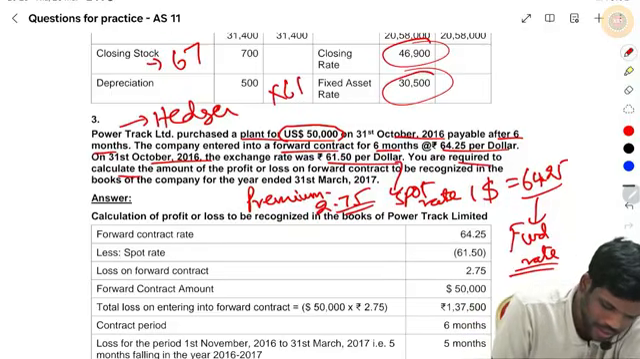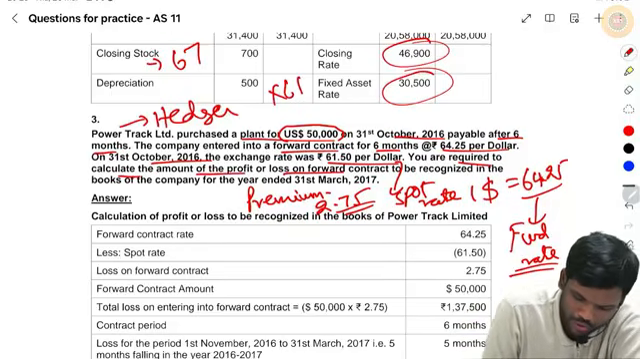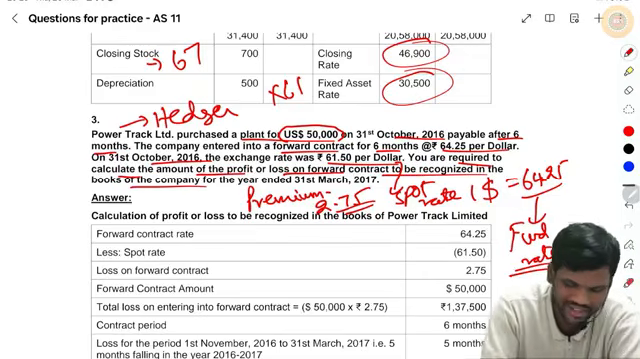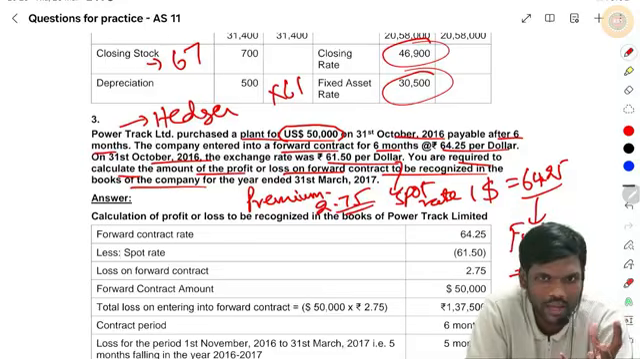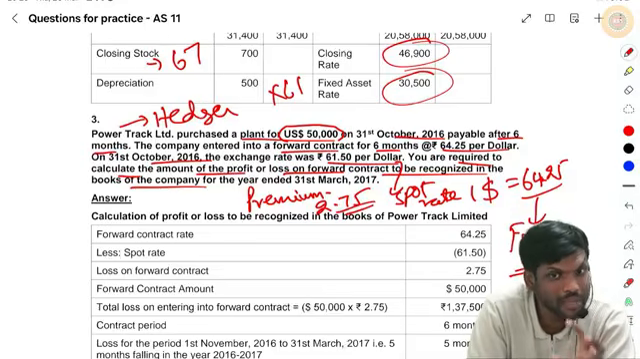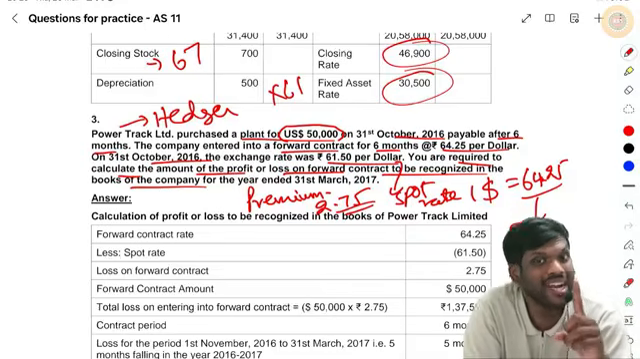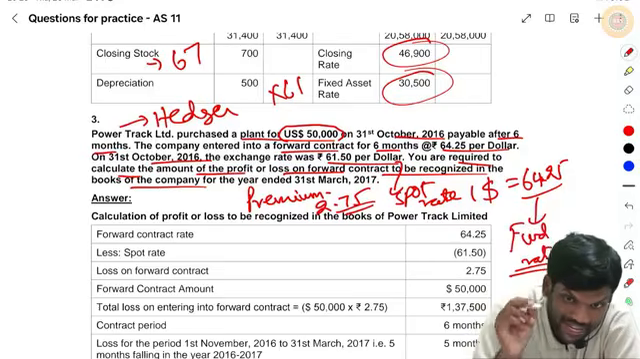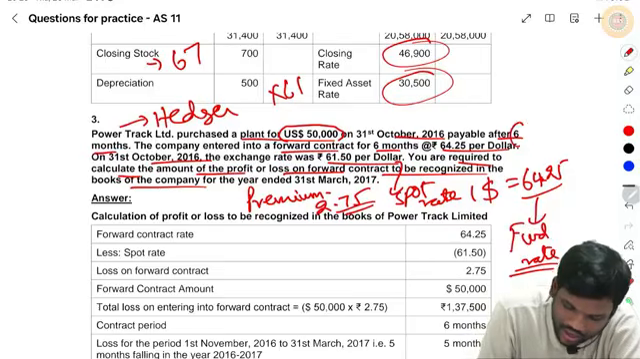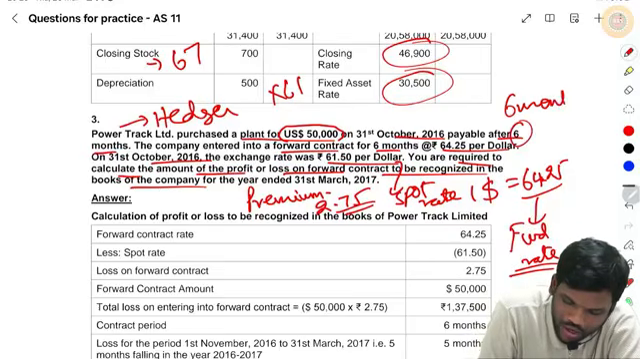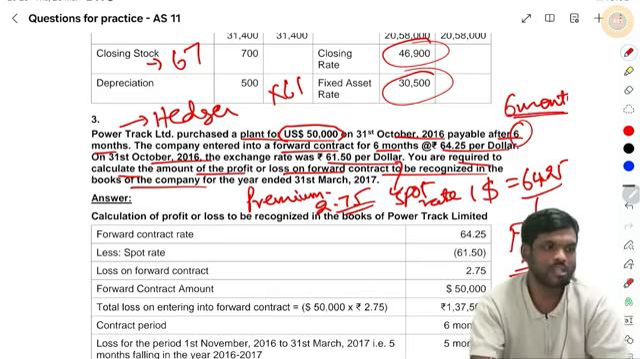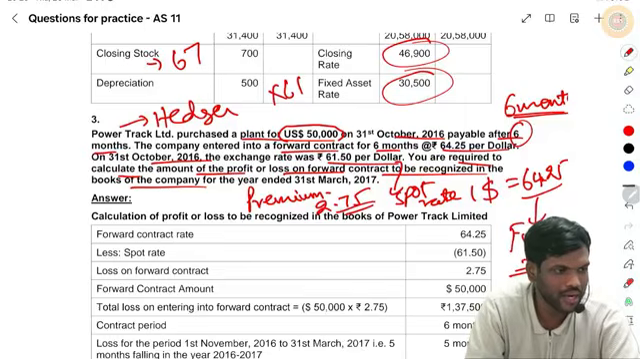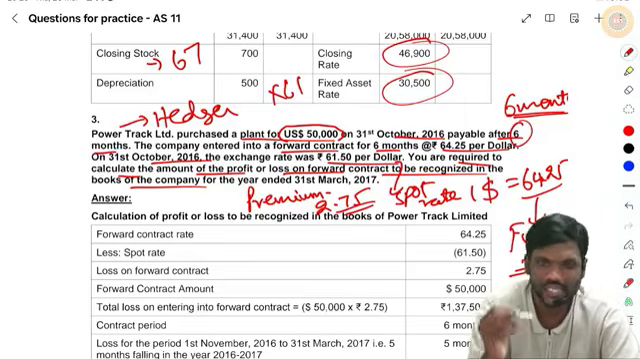You are required to calculate the amount of profit or loss on the forward contract to be recognized in the books of the company. Simple. Profit or loss means this premium is there now. You are a hedger, so this premium will not go to P&L immediately. It will be taken over the life of the forward contract. Here the life of the forward contract is 6 months. So you will take it to P&L over a period of 6 months.